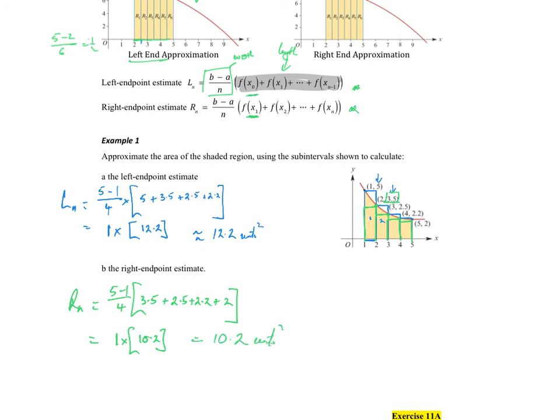So the actual answer is in reality somewhere between those two answers. All right. So you see the difference between the two. It's really the middle values don't change. It's just that my left-hand point in the left-hand rule is included, the 5, whereas in the right-hand point, the end point is the right-hand point, which is 2. Okay?